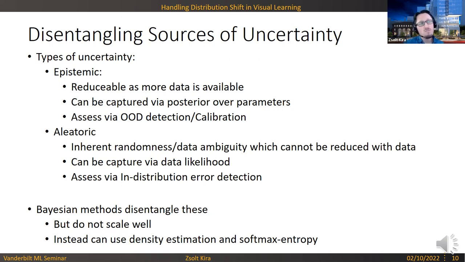There are a lot of issues with these methods. First of all, full Bayesian neural network methods just do not scale well. They're not scalable in terms of the number of parameters to large models and large data sets. There are also methods that use some mixture of density estimation, or the softmax probability distribution and other measures on top of that, such as entropy. Again, these methods tend to be pretty complex. They have a ton of hyperparameters. Sometimes they even require access to out of distribution data and so on.